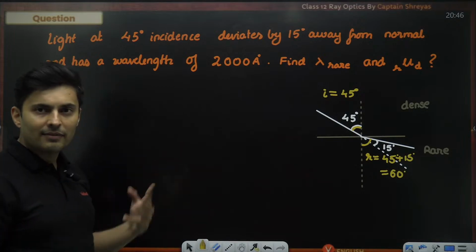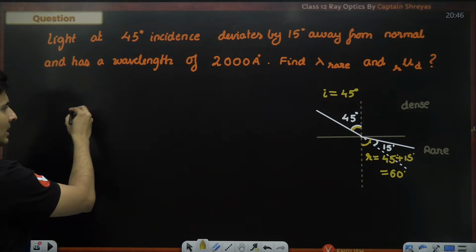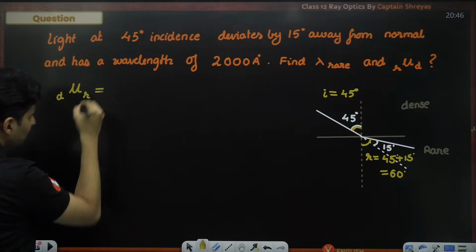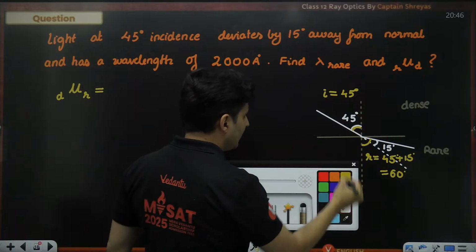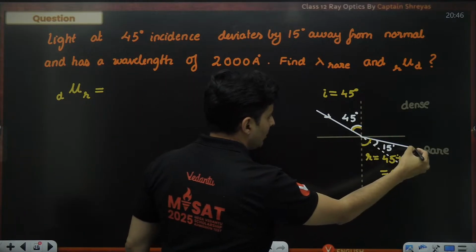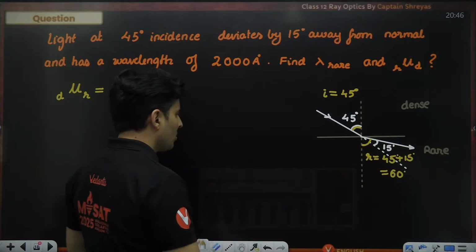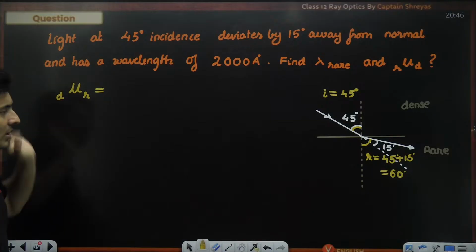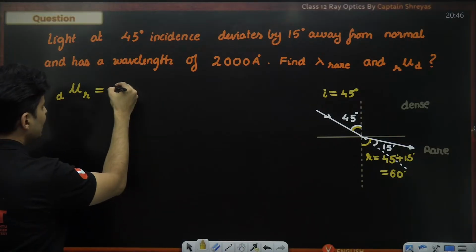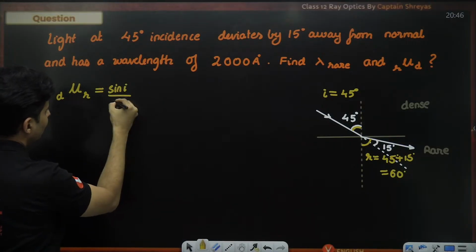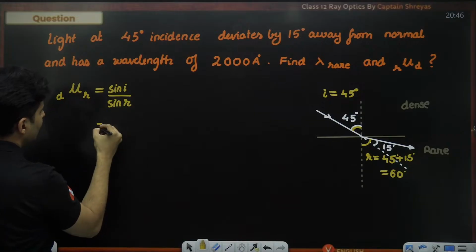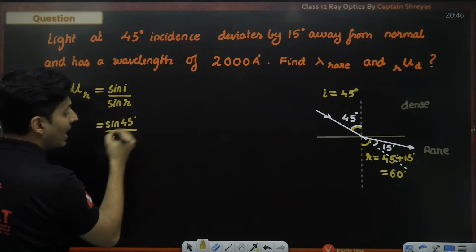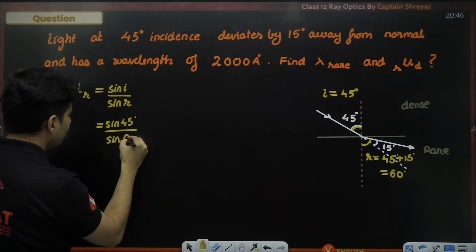I think now we can figure out what might be happening. Light is going from the dense medium to the rare medium. As you can see, the light has just gone from the dense medium to that particular rare medium. So that is why the symbols used are d mu r, first medium to the next medium. This will be sine of I divided by sine of r. So that will be sine of 45 divided by sine of r. What is r? 60 degrees.